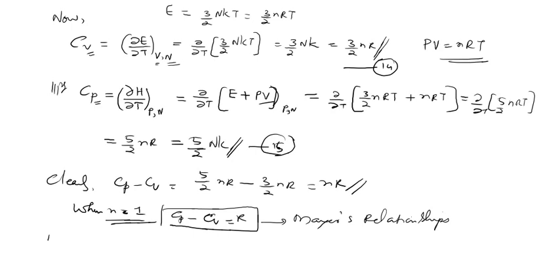Moreover, since we have come this far, can you calculate the ratio of specific heats, gamma? Gamma equals Cp by Cv, that is 5/2 nR divided by 3/2 nR. Just work it out: the 2 and 2 get cancelled, so it will be 5/3. Gamma equal to 5/3, you know, is for a monoatomic gas.